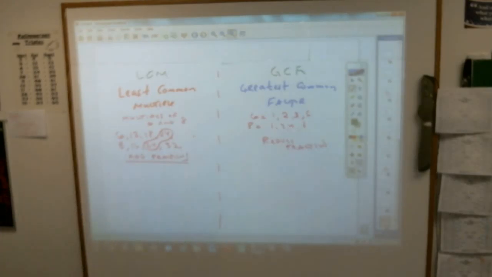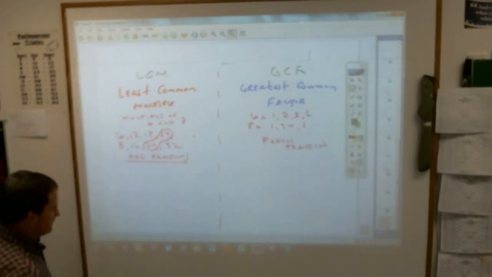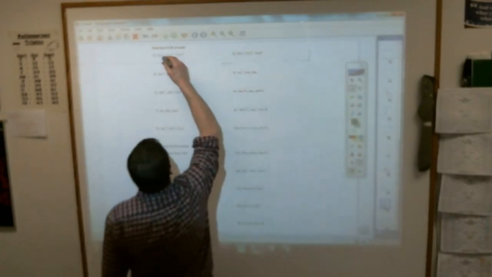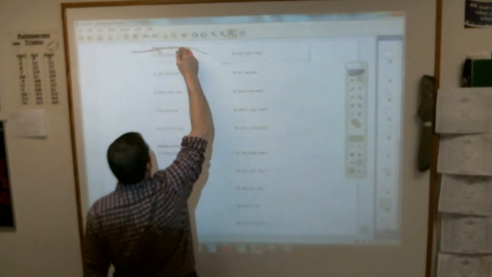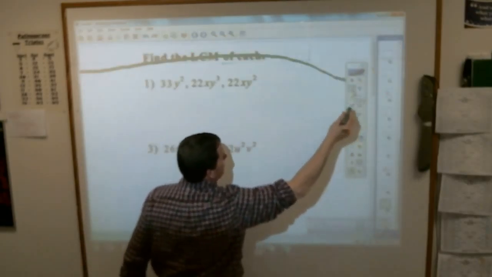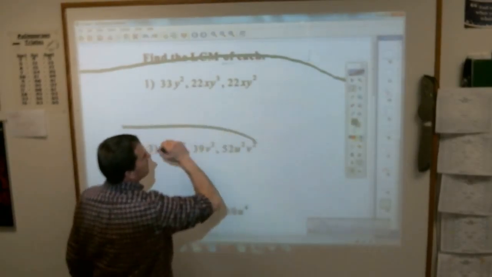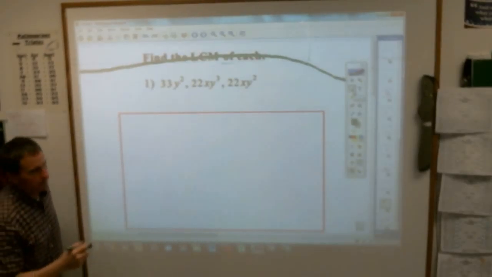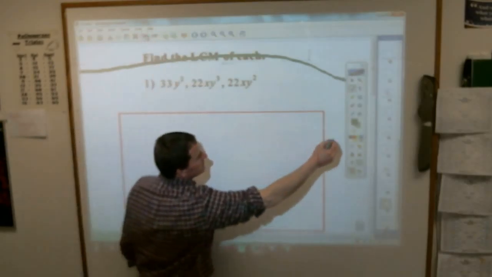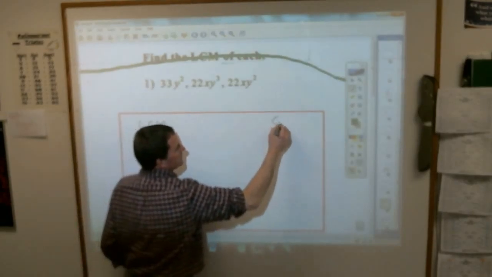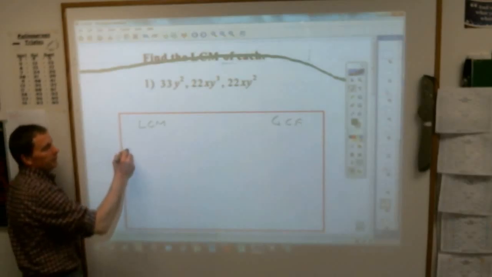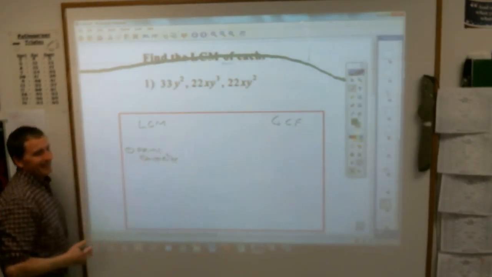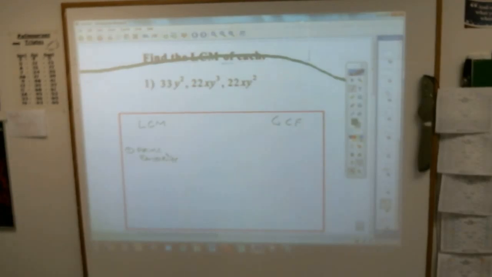Take a look at problem number 1. I will give you the process for this. Here are your steps for both. We're going to write both of them down: least common multiple, greatest common factor. For both of them, your first step is you need to prime factorize everything. Like I said, you'll do a couple of these, and then I don't think you will have to do all these steps, but this is your thought process.